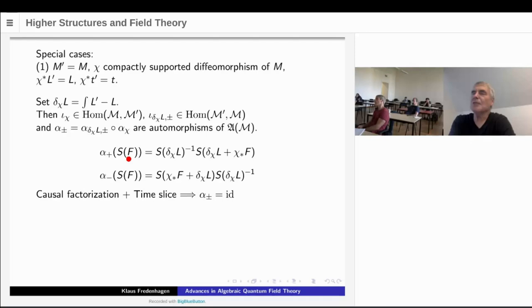Now, if we have in addition the time slice axiom, we know that the algebra generated by the S of F, for F's in the past of the support of chi, is already the full algebra. So we find from the time slice axiom an additional relation, namely that alpha plus is actually the identity. And of course, the same holds then for alpha minus, which in addition tells you that S of delta chi L is in the center of the algebra. Okay, so this is the consequence of this formula.